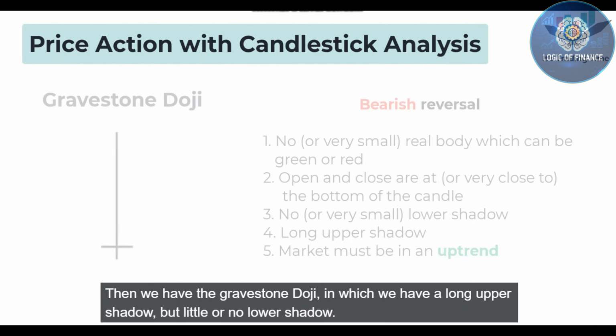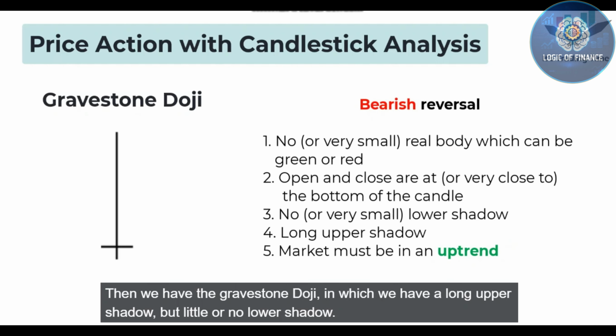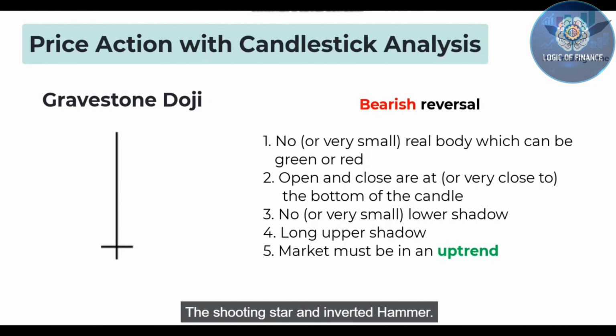Then we have the gravestone doji, in which we have a long upper shadow but little or no lower shadow. It looks like an inverted hammer. Again, it expresses the same kind of information and we are going to trade it just like a shooting star, but we call it gravestone doji because it has no real body.